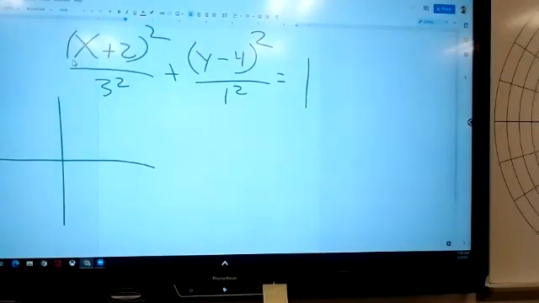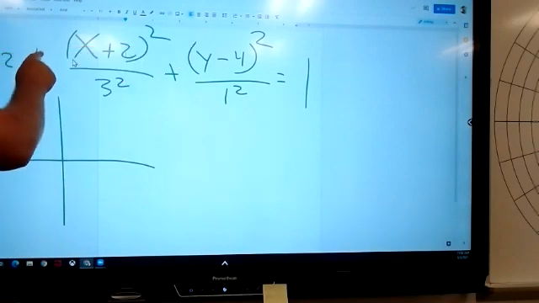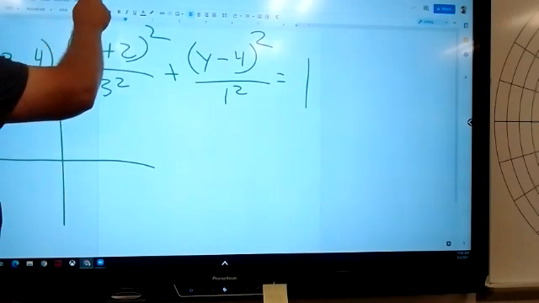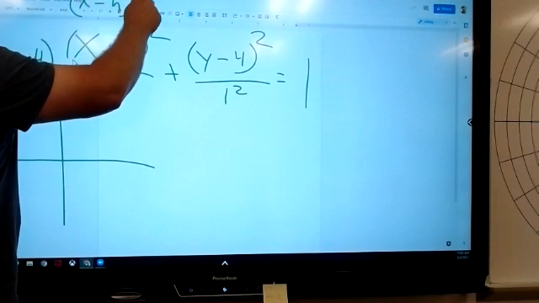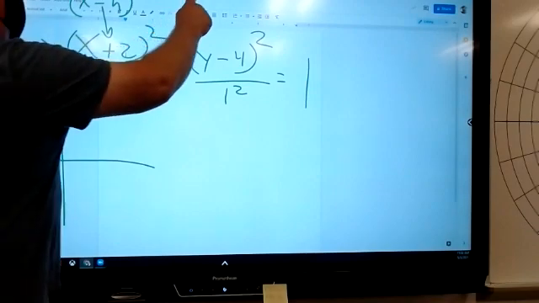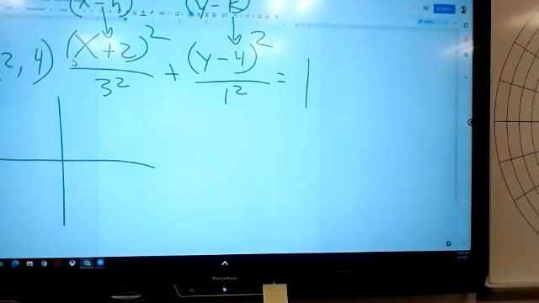Look up here and tell me what goes with X and what goes with Y. 2, there we go. So we got a 2 and a 4. Now, is this positive 2 or negative 2, folks? Negative. Why is it negative 2? Because it's normally X minus H, quantity squared. Since I see a plus, what got put in there? Negative 2. Okay. This is Y minus K. So what got in there? Positive 4. Everybody good with that?